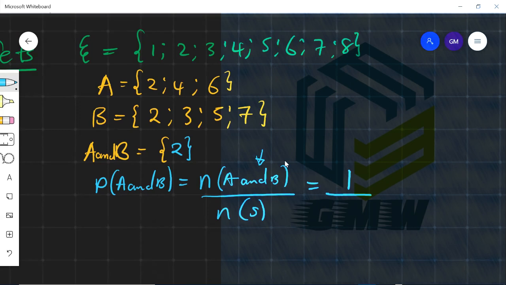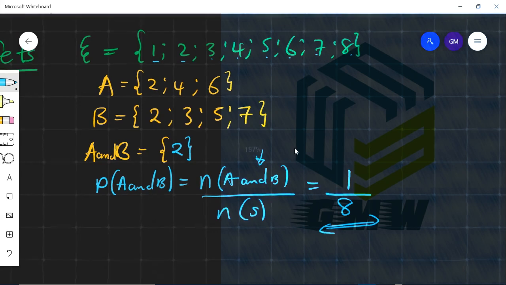Then we need now the total number of learners. 1, 2, 3, 4, 5, 6, 7, 8. So we have a total of 8. Do you get the picture now? So that's what A and B means. These are events that can occur at the same time. Elements that you found in A and they are also in B.